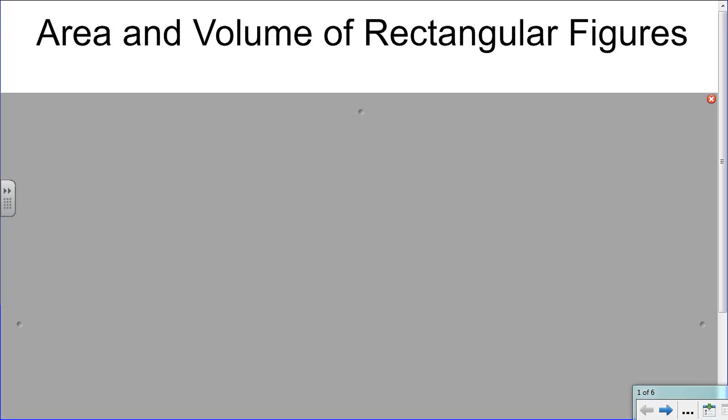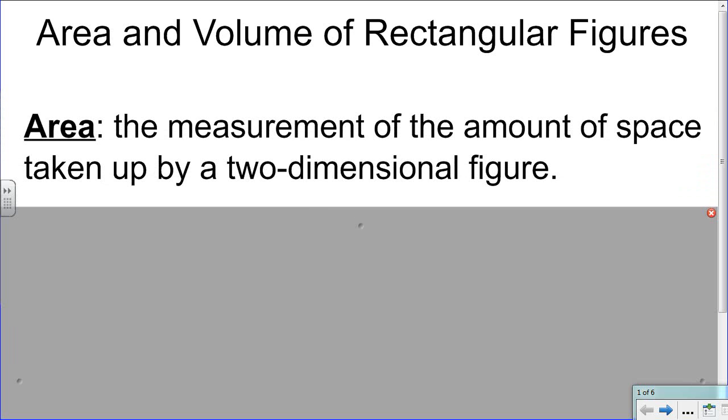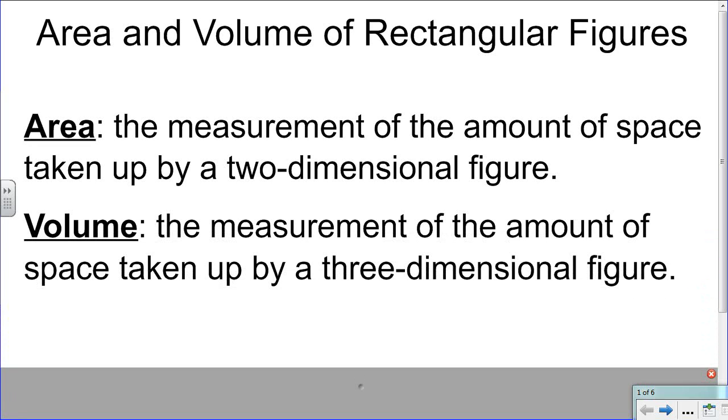Today I want to talk a little bit about the area and volume of rectangular figures. But before we get into some explanation and some example problems, I think it's probably important that we know exactly what area and volume are. So we'll define area as the measurement of the amount of space taken up by a two-dimensional figure. And volume then will be the measurement of the amount of space taken up by a three-dimensional figure.